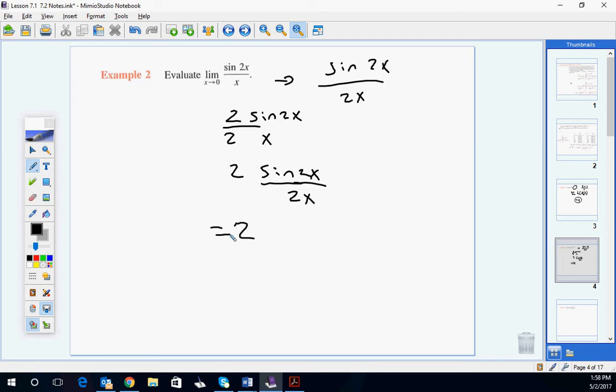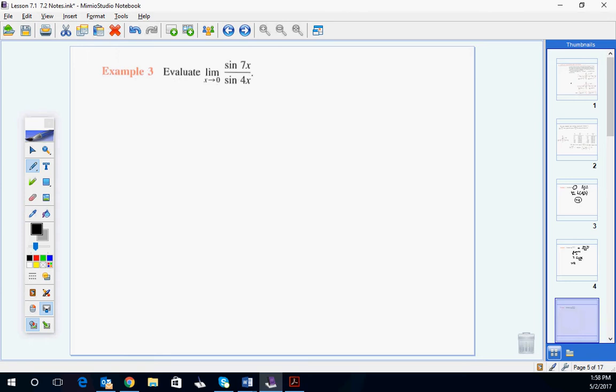This one gets a little bit more confusing. Sine of 7x over sine of 4x.